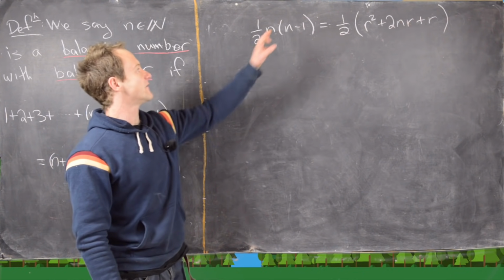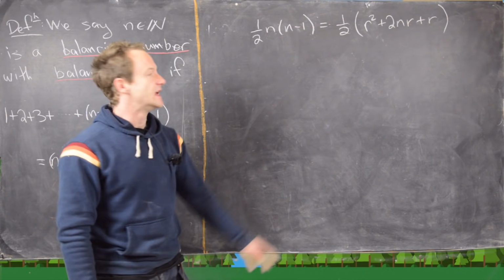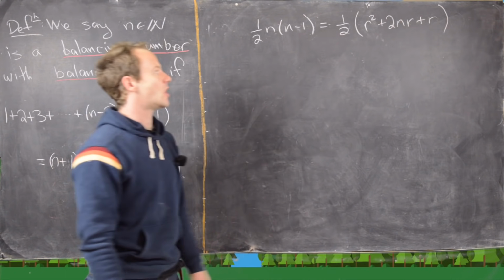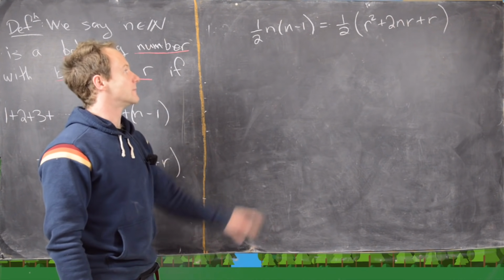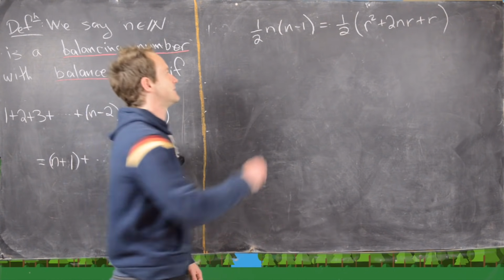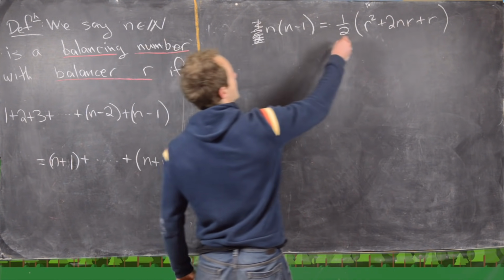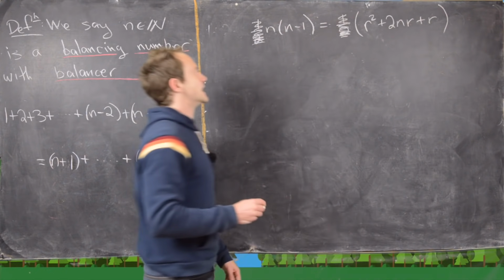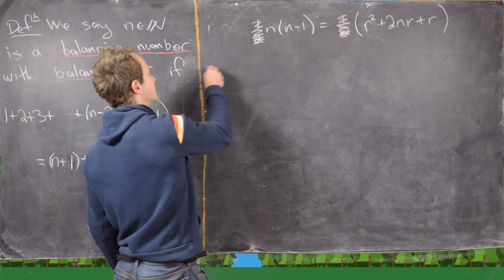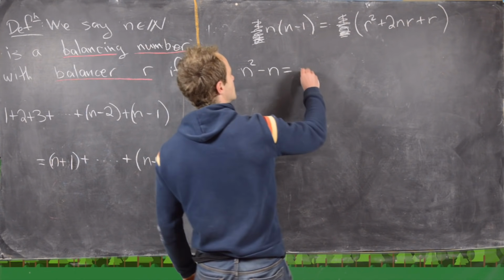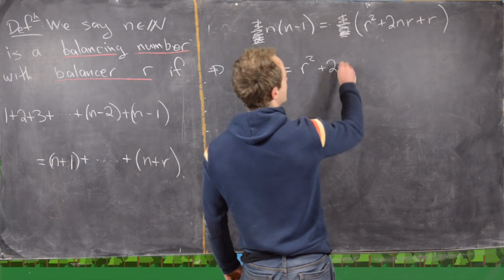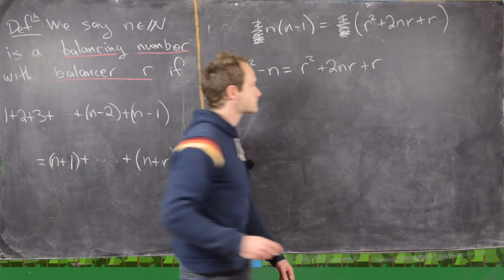So we've got 1/2 times n minus 1 is the same thing as 1/2 times r squared plus 2nr plus r. So notice we can get rid of those 1/2s immediately just by multiplying this equation on both sides by 2. And then that's going to give us the following equation. So we have n squared minus n equals r squared plus 2nr plus r.